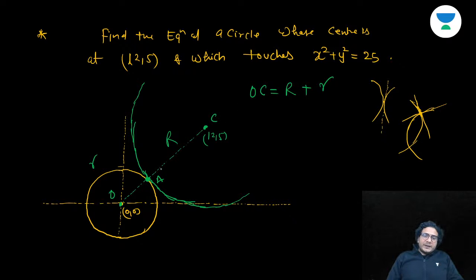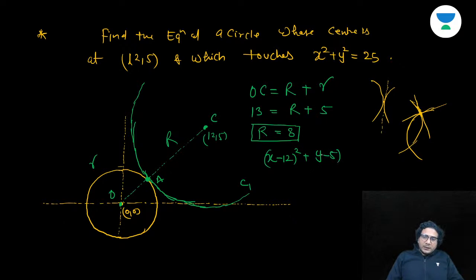OC is the distance between 0, 0 and 15, 5. So that comes out to be 13, right? Capital R you need to find, plus small r is given as 5. So now you can see R is very simple, 8. So I think 64 is the right calculation. You got it now? This is one of the circles. Now you can write the equation of this circle. This circle is, say, C1. So the equation of C1 is, the center was already given, (x minus 12) square plus (y minus 5) square is equal to 8 square, right?